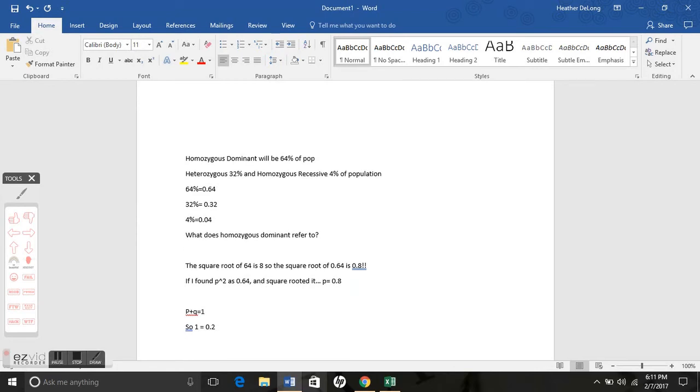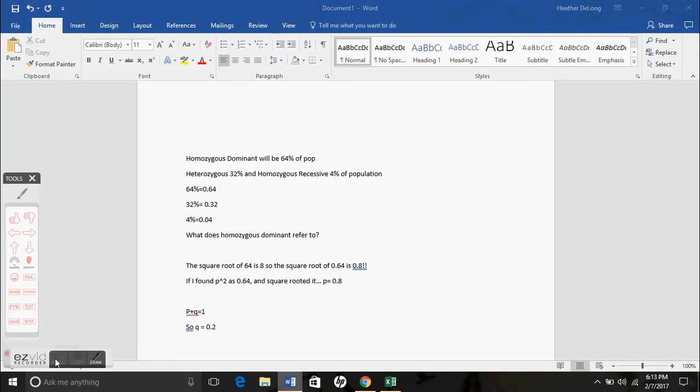All right, so from here I'm going to use my P plus Q equals 1 equation, and I'm going to plug in Q after I figured out that 1 minus 0.8 equals 0.2.